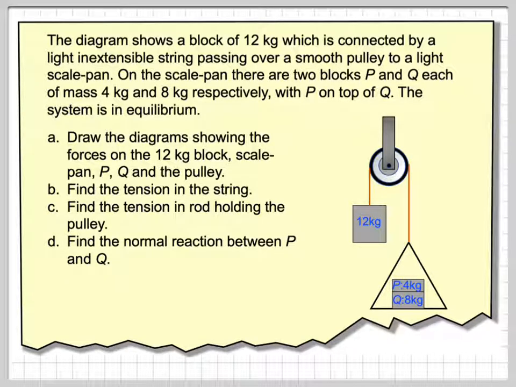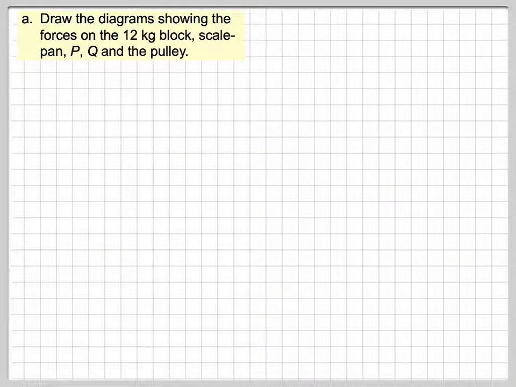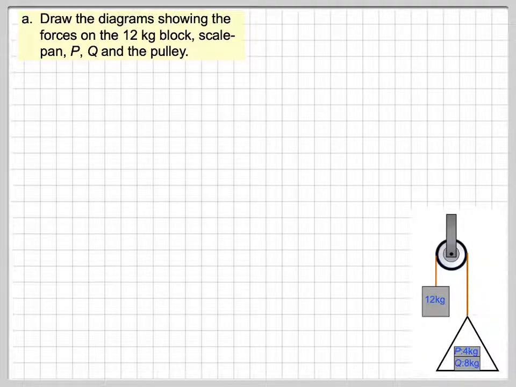On the scale pan there are two blocks P and Q, each of mass 4 kilograms and 8 kilograms respectively, with P on top of Q, and the system is in equilibrium. Draw diagrams showing the forces on the 12 kilogram block, scale pan, P, Q, and the pulley. Here's the whole system just for reference.